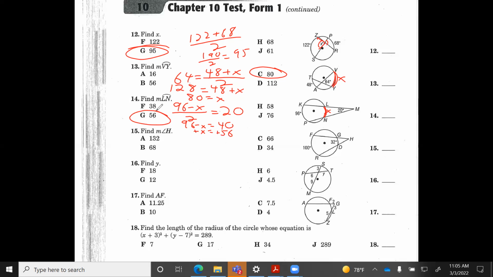All right. On 15, we have find measure of angle H. So same equation, but instead of writing it as an equation, we're just going to be simplifying on this one. So the big arc is 100. 100 minus 32 divided by 2. Well, that's 68 over 2, which is 34.